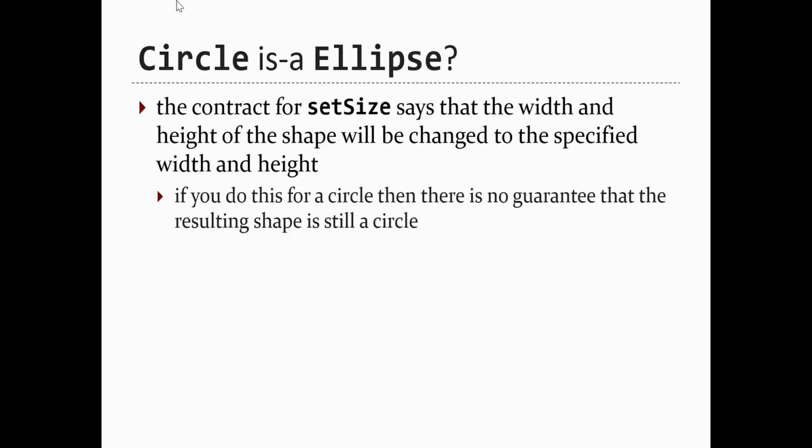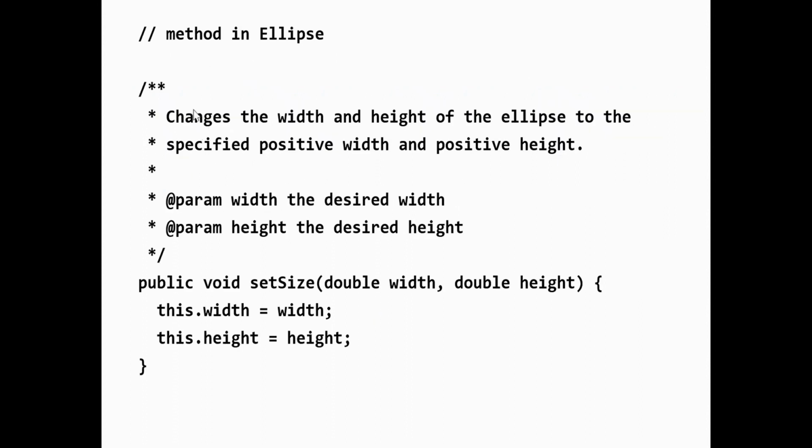Okay, so what does the contract say? The contract for ellipse says it changes the width and height of the ellipse to the specified positive width and positive height. So if you have an ellipse and you call setSize with 1 and 2, its width becomes 1 and its height becomes 2. That's what the contract says.